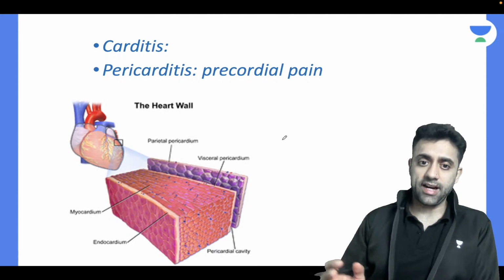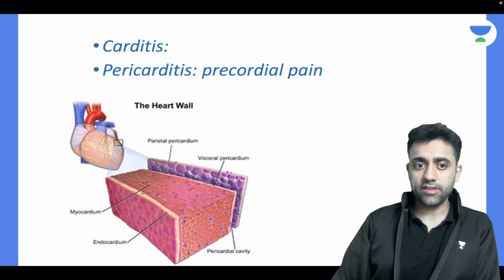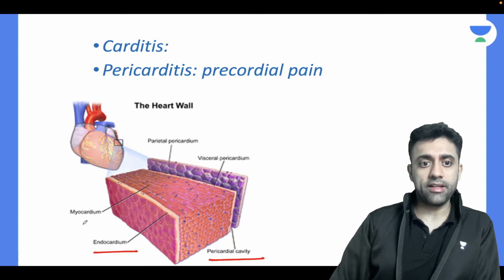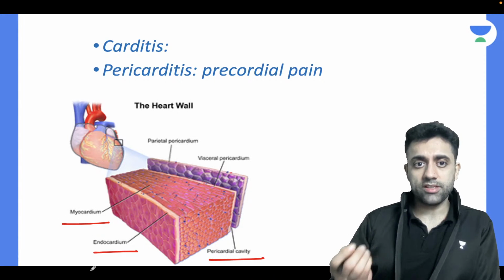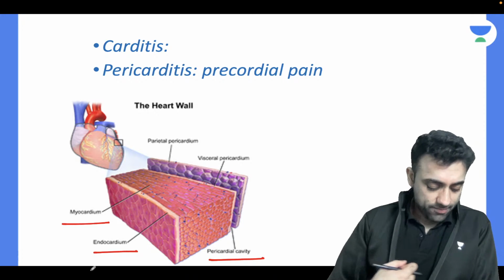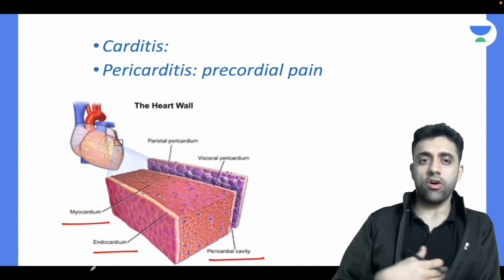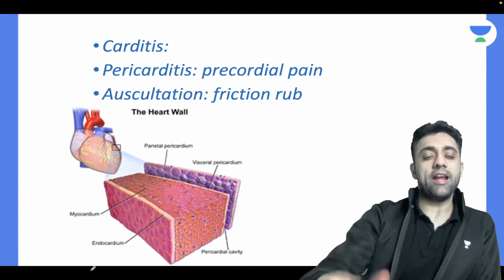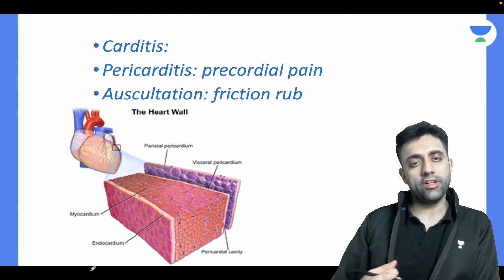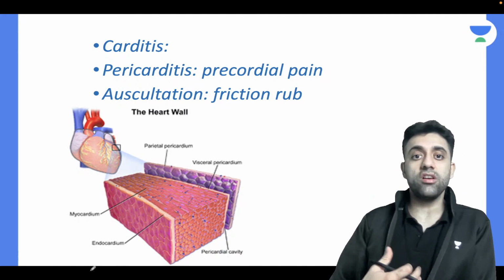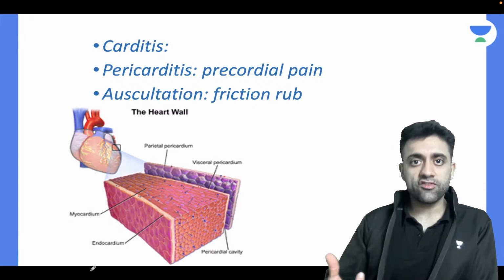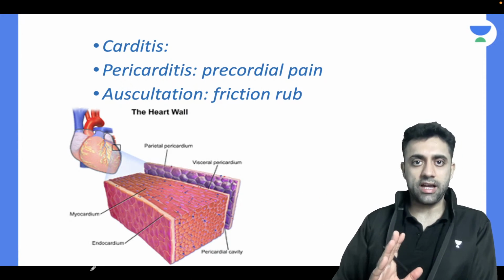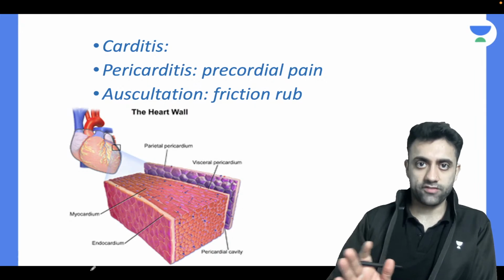If I'm having pericarditis, you know that we have the covering of the heart. So we have the pericardium, then the endocardium, and then the myocardium. Myo is the muscle. If I'm having pericarditis, I will have precordial pain, first point. And in auscultation you will find a friction rub. What is friction rub? I will take a class on the RS examination, and there I'll tell you what a friction rub is.